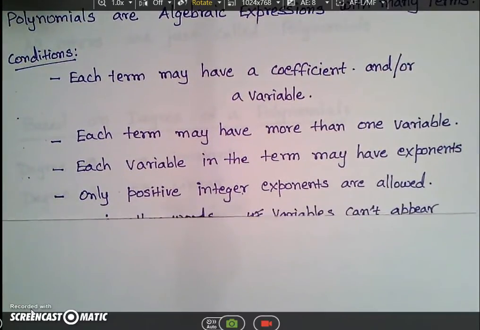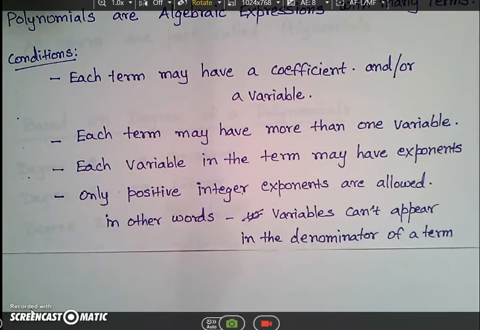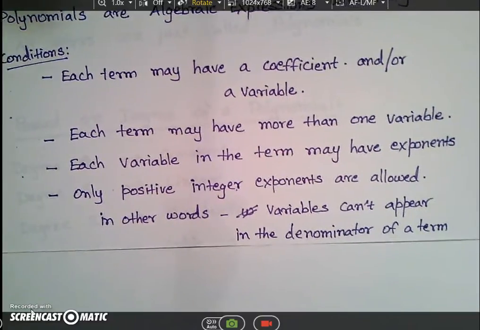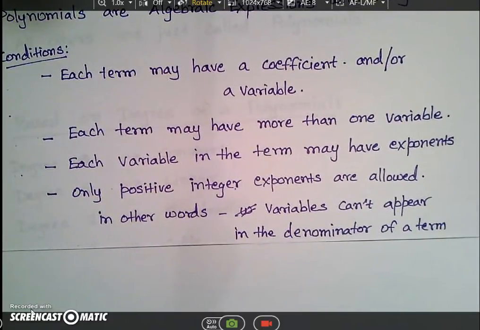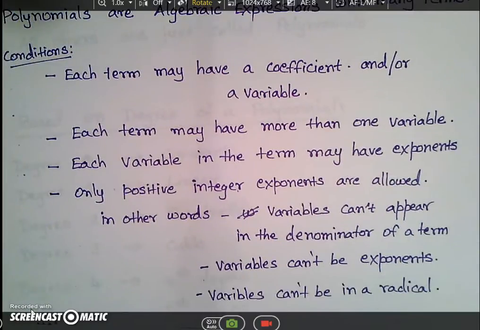In other words, no negative exponents are allowed, meaning variables can't appear in the denominator of a term. If the variable is in the denominator, that means it has a negative exponent. Variables can't be in the exponent position, like in your exponential function where x is in the exponent position. The variables can't be in an exponent position.